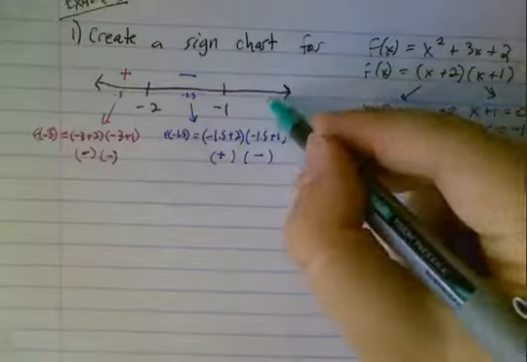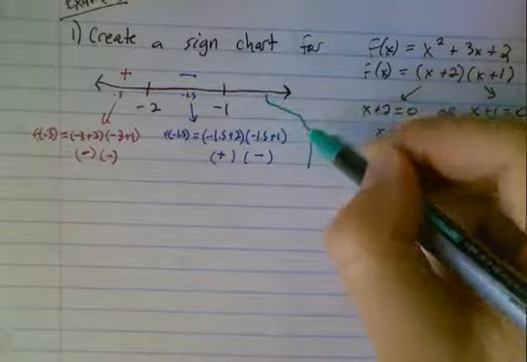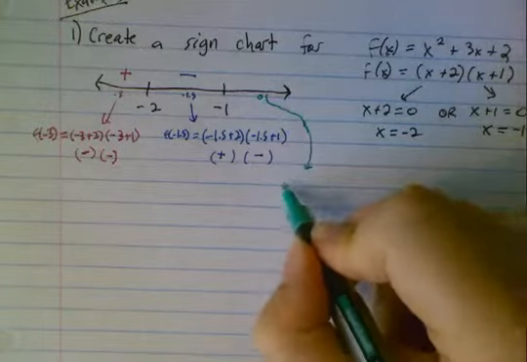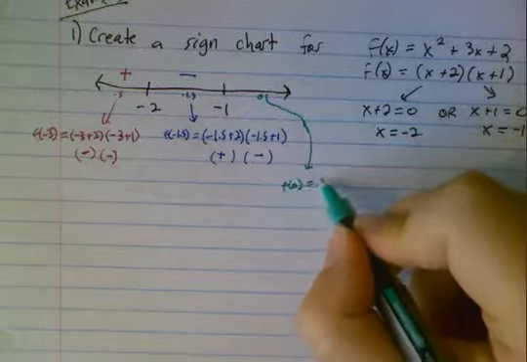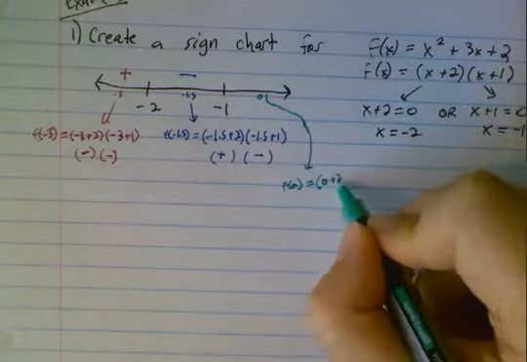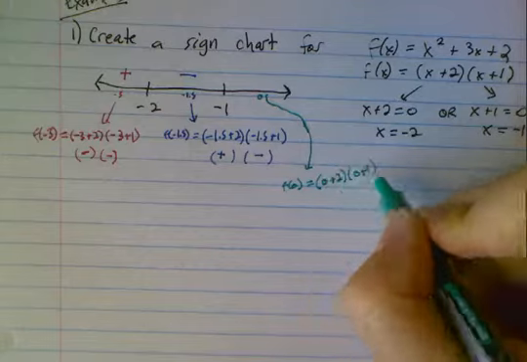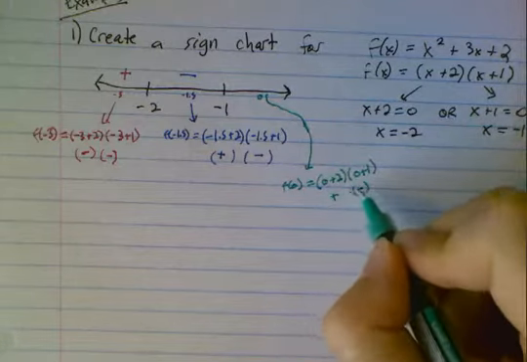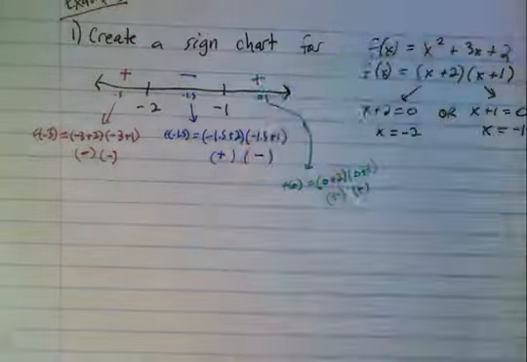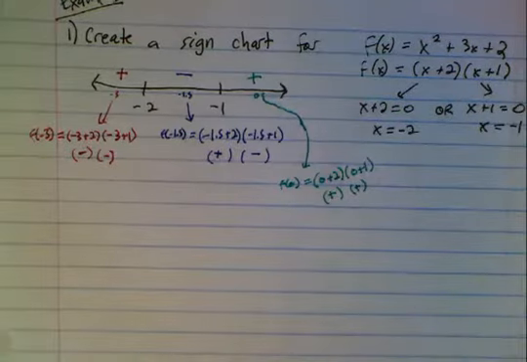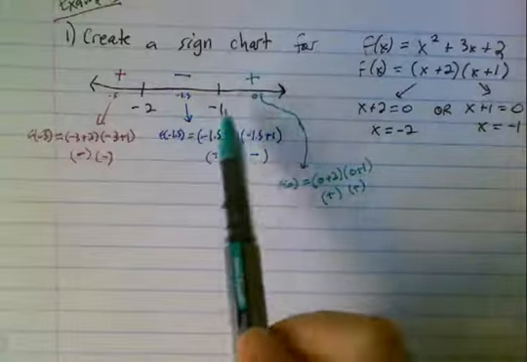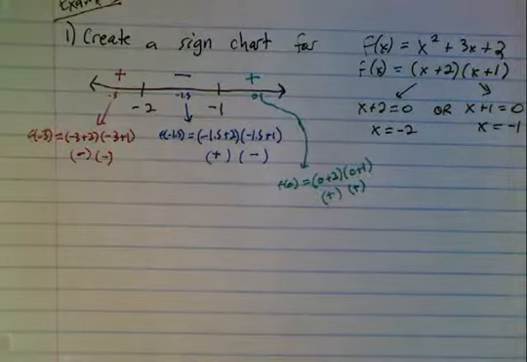Our final one over here, we just need any number bigger than -1, so 0 is a perfectly good number. Zero plus 2 is a positive, 0 plus 1 is a positive as well. Positive times positive is a positive. And there's our sign chart. This right up here, the top positives and negatives, and then the numbers for the zeros, that's the actual answer.